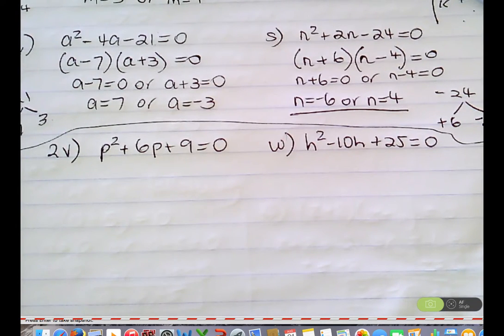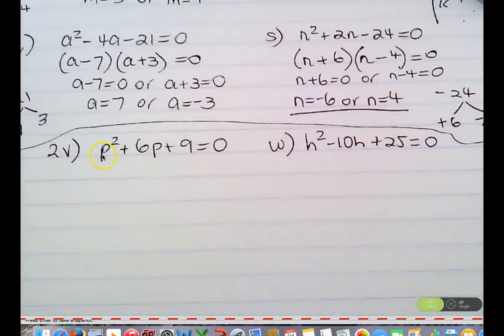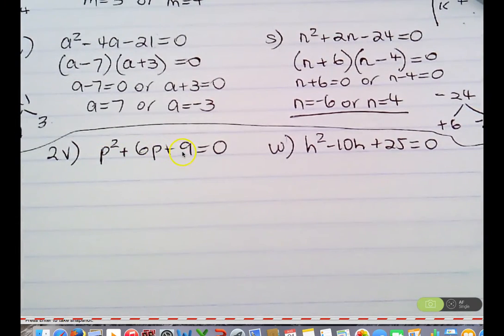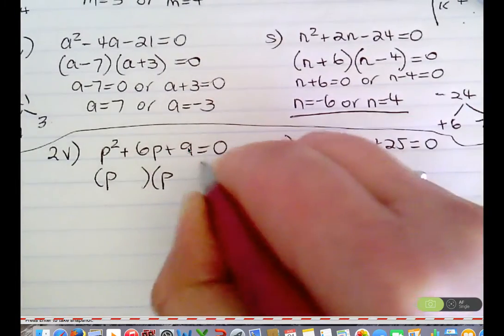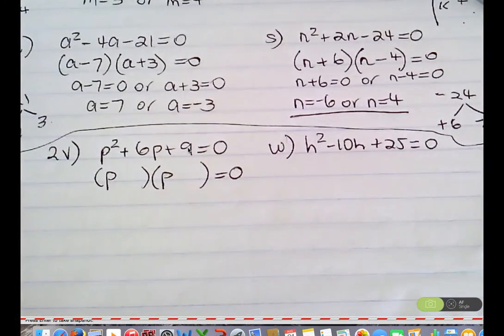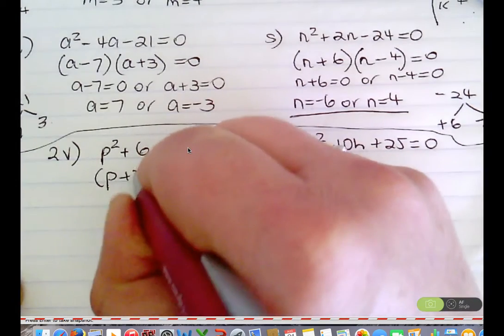Okay, girls. You know what you should look for? If that last term, like that 9, is a perfect square, it could be a perfect square. This could be p plus 3 squared. But you can just do it your normal way if you want. Girls, what two numbers multiply to give positive 9? 3 times 3. But add up to give positive 6. So it's p plus 3.